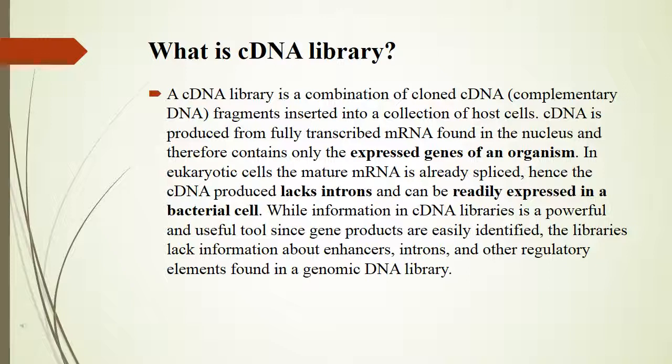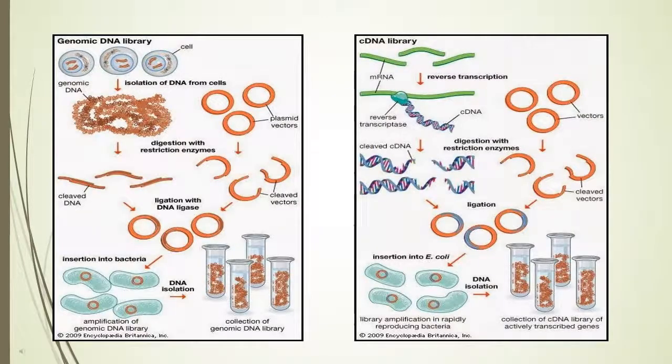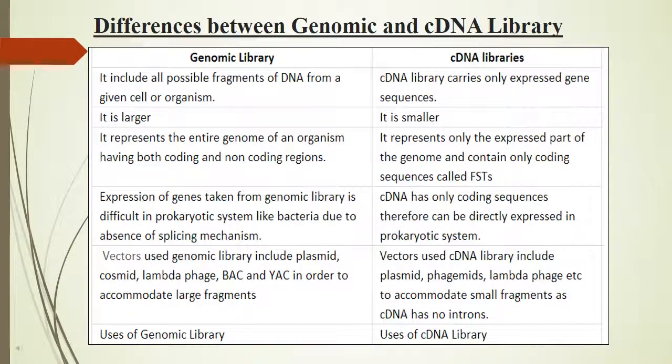While the information in cDNA libraries is a powerful and useful tool, since gene products are easily identified, the libraries lack information about enhancers, introns, and other regulatory elements found in the genomic DNA library. The diagram at the left side showed the genomic DNA library and the right side showed the cDNA library. The table below showed the differences between genomic and cDNA library.